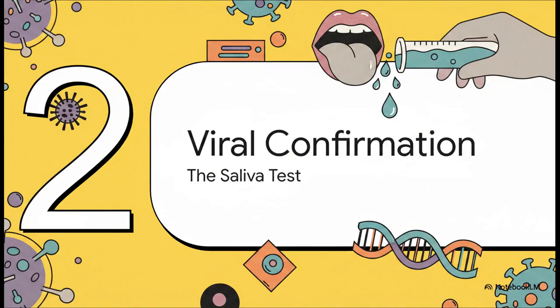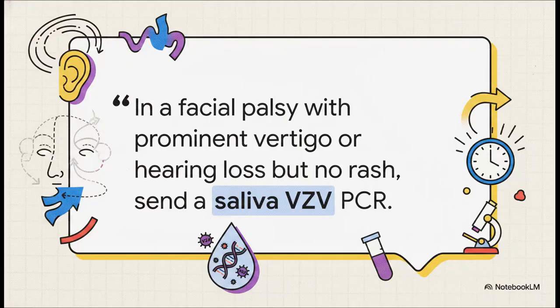Section 2. Virological confirmation, or as I like to call it, the saliva test. Okay, listen closely to this. In a facial palsy with prominent vertigo or hearing loss, but no rash, send a saliva VZV PCR. This right here is an absolute practice-changing clinical pearl.